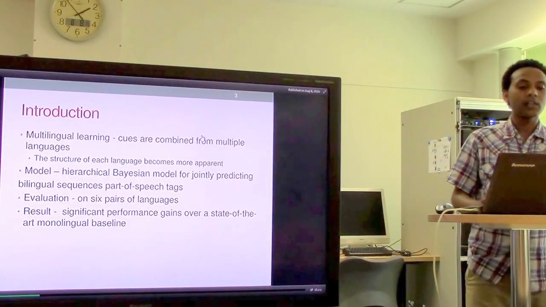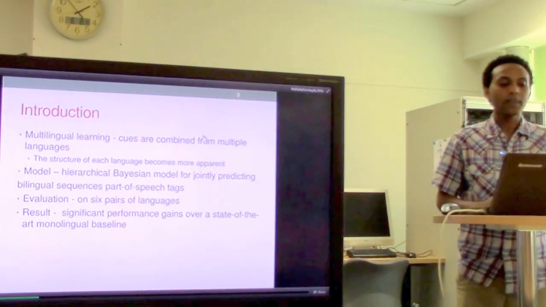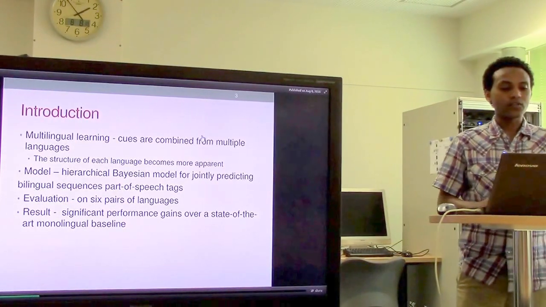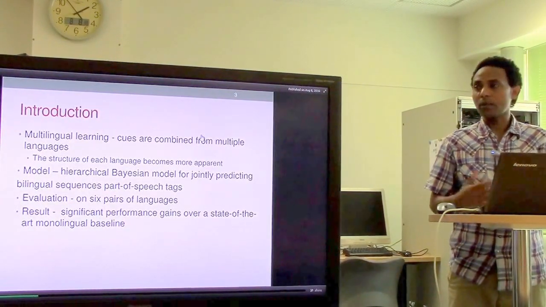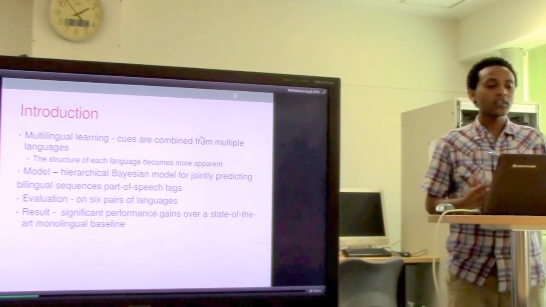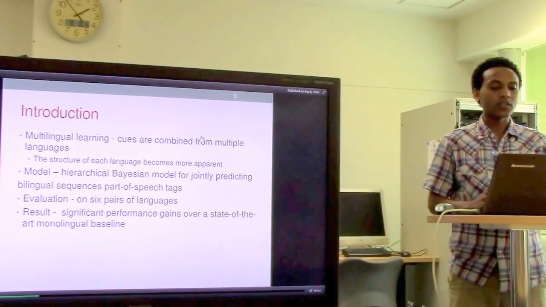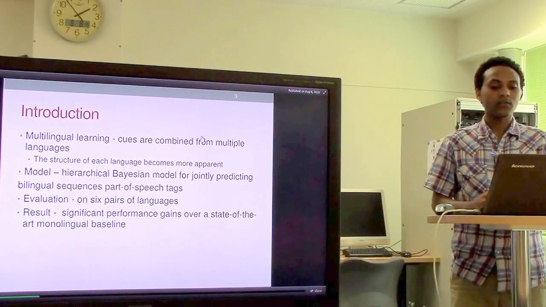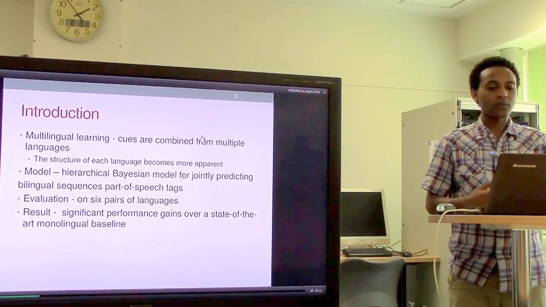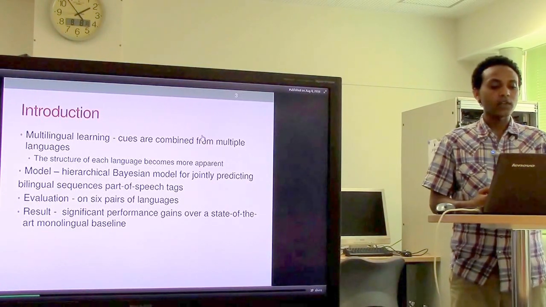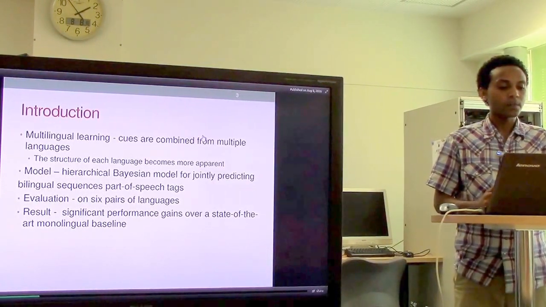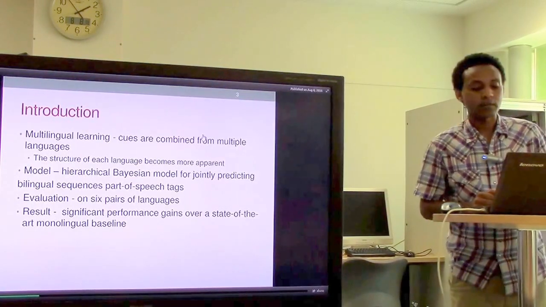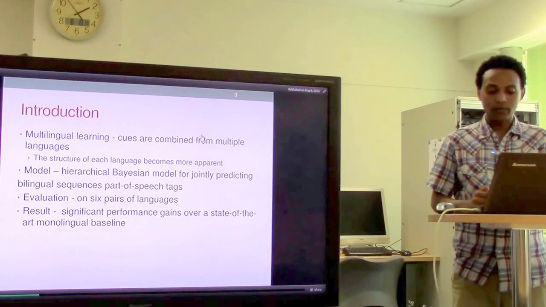So in multilingual learning, cues are combined from multiple languages, and the structure of each language becomes more apparent or more exposed when these cues are used or transferred between these languages. So the model that they used is a hierarchical Bayesian model for jointly predicting bilingual sequences of part of speech tags. And they evaluated their model on six languages, and they reported that there was a significant performance gain over the monolingual unsupervised baseline.